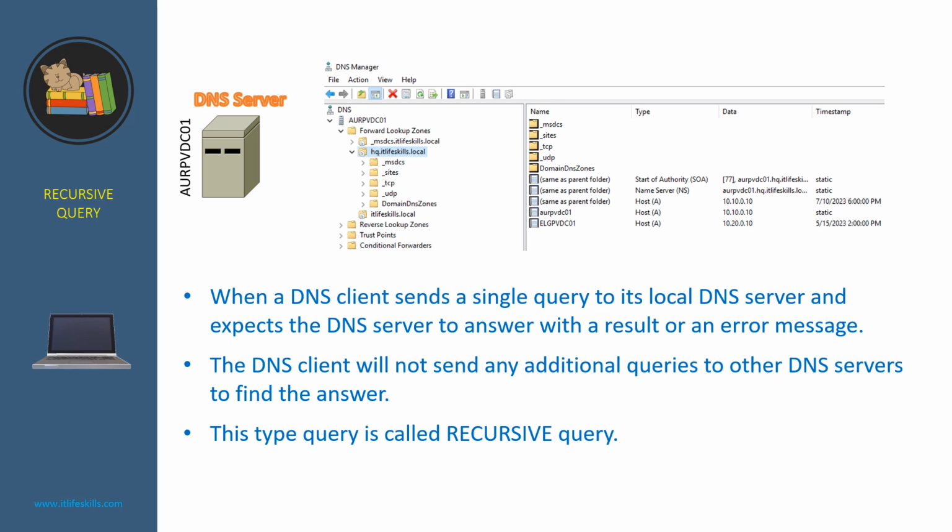Recursive query happens when a DNS client sends a single query to its local DNS server and expects the DNS server to answer with a result or an error message. The DNS client will not send any additional queries to other DNS servers to find the answer. This type of query is called recursive query.